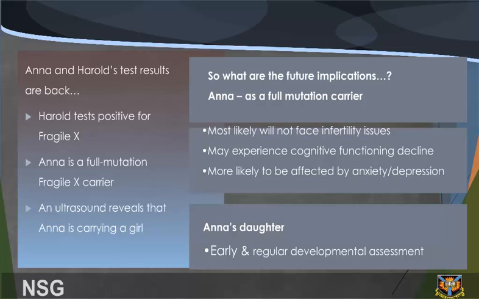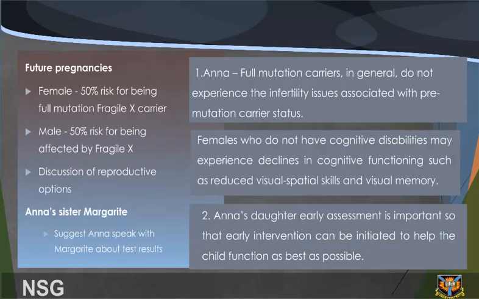Hannah, as a full mutation carrier, most likely will not face infertility issues, may experience cognitive functioning decline, and is more likely to be affected by anxiety and depression. Hannah's daughter: early and regular developmental assessments. Future pregnancies. Female: 50% risk for being a full mutation fragile X carrier. Male: 50% risk for being affected by fragile X.